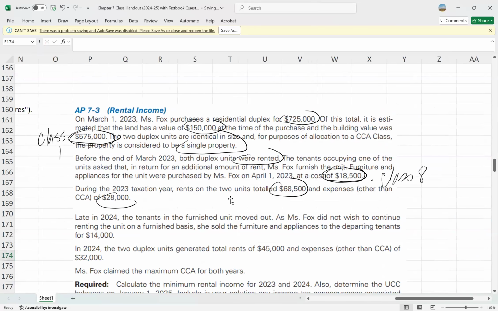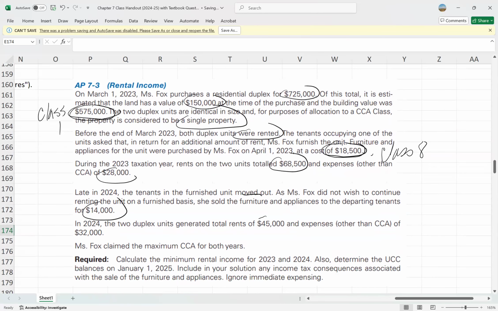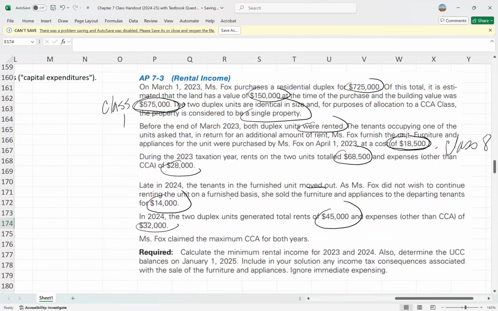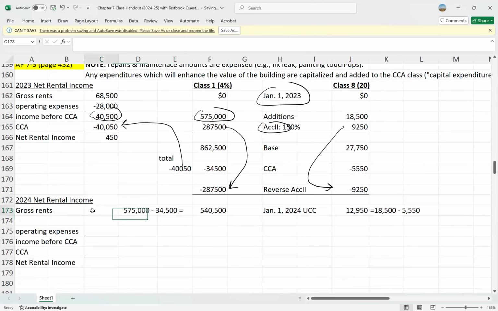Late in 2024, the tenants in the furnished unit moved out. So she didn't want to continue renting it on a furnished basis. So she sold the furniture to the tenants that were leaving for 14,000. The rental income generated for both during the year was 45,000. The expenses before CCA were 32,000. So let's put the 45 and the 32 for 2024 here first. 45,000 was the rental income. The expenses were 32. So right now we have income before CCA of 13,000.